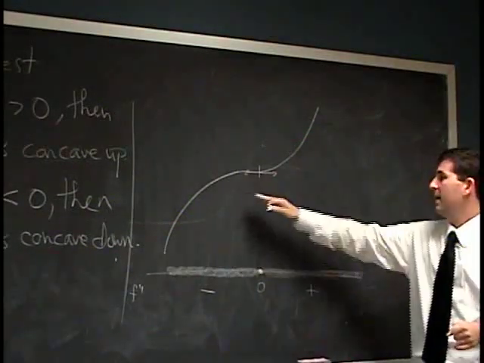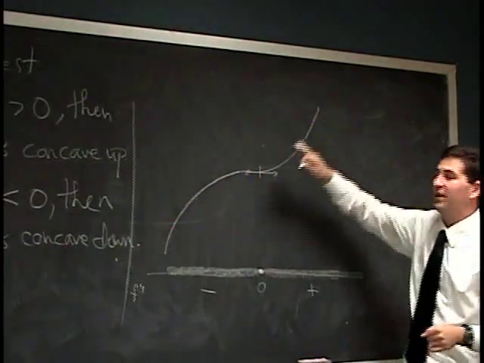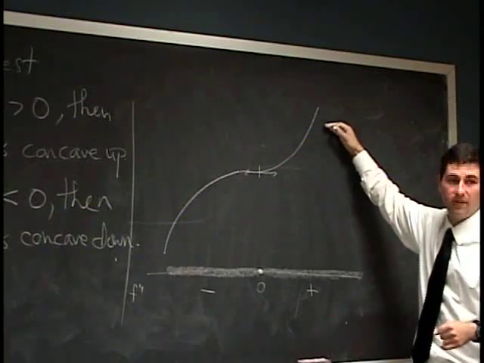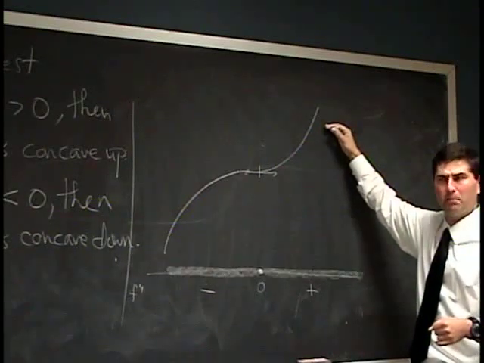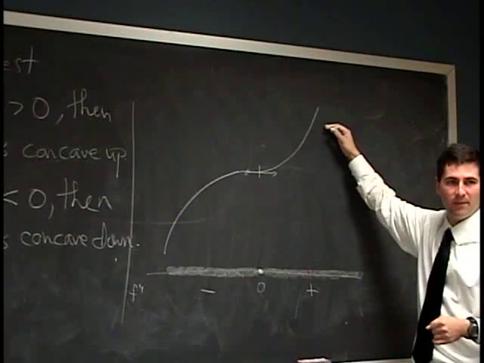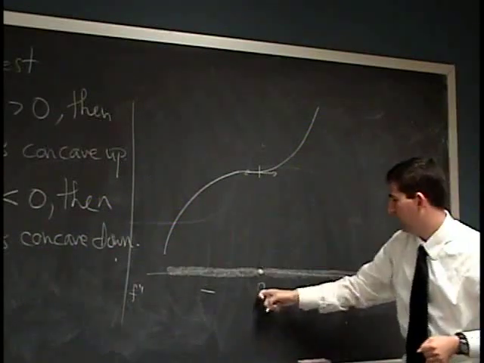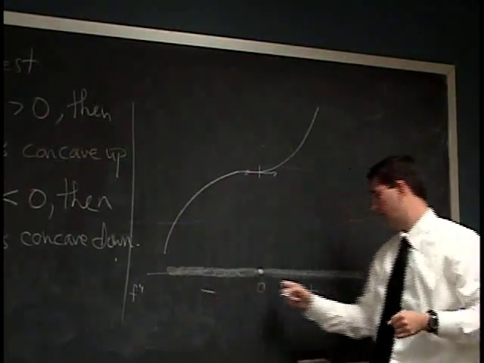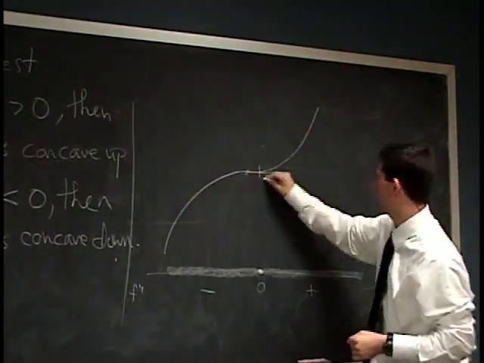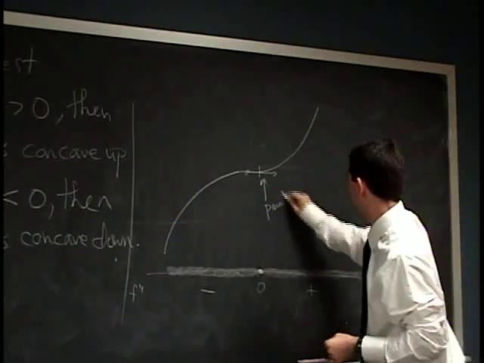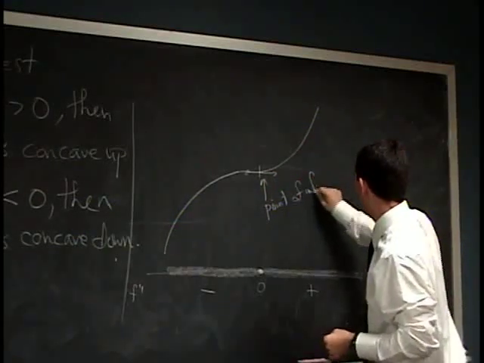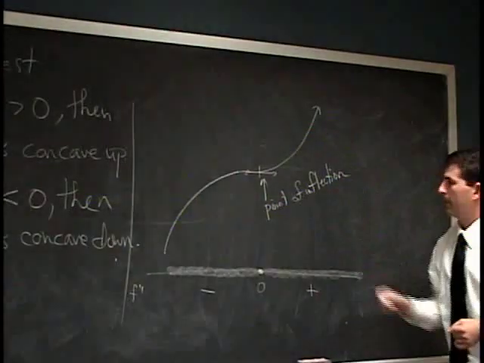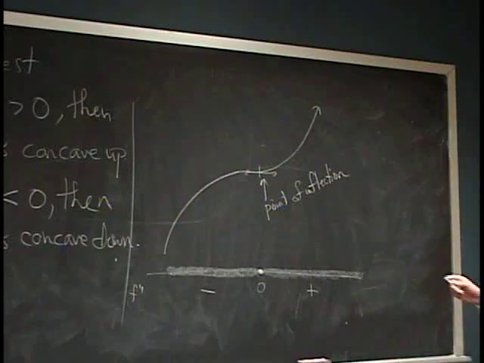Okay, so this is the key here. Even though it's not changing whether it's increasing, it's changing how it's increasing. The rate of change of its increasingness is changing. And this is what we want to call a point of inflection, where the concavity is changing, either from negative to positive, or from positive to negative. So this is a point of inflection. Okay. Let's look at another picture.